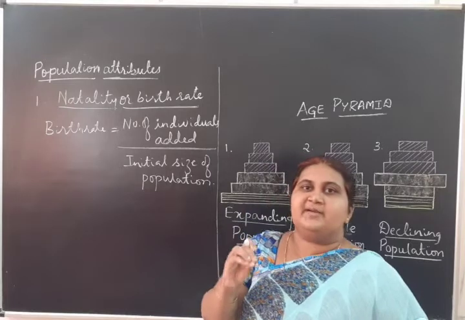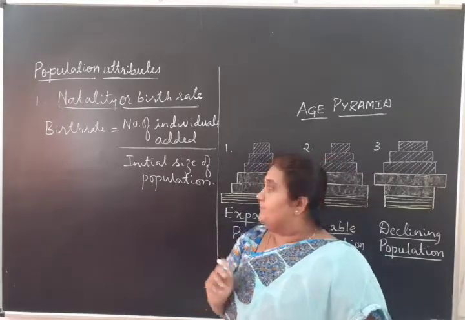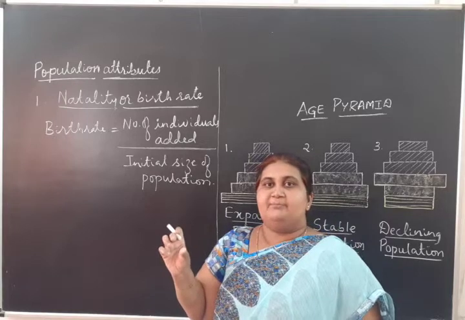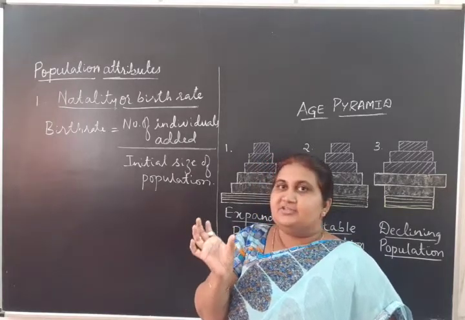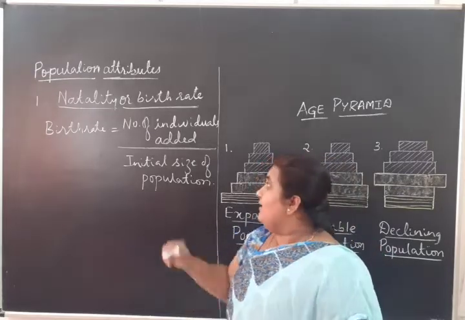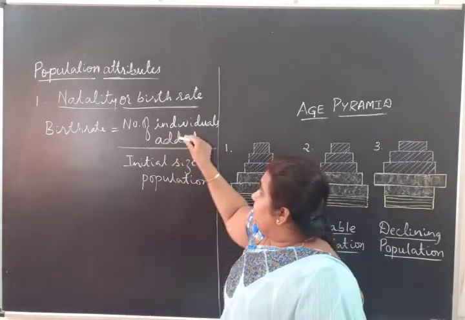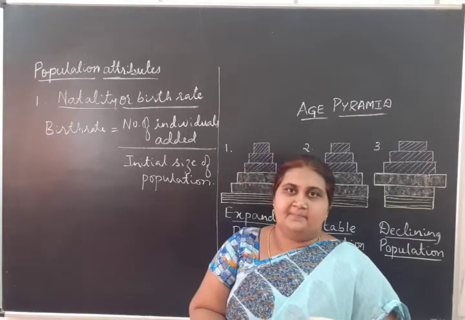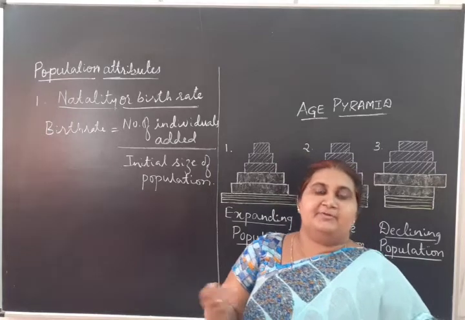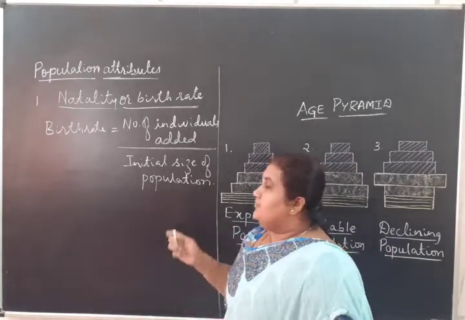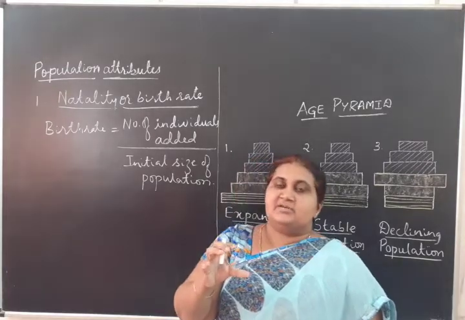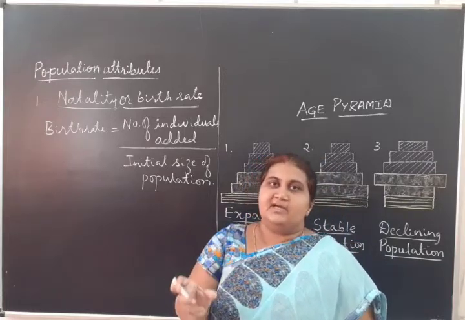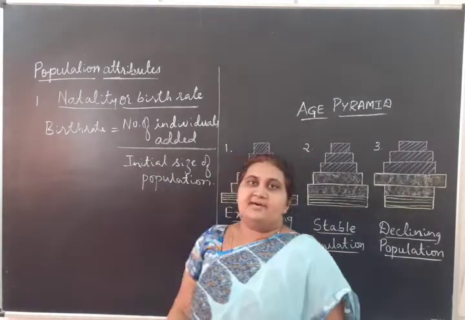So population is made up of individuals. It has some number. To that population, when the individuals are being added, important here is the time period, within what duration, how many individuals have been added to a population. It might be a week, or a month, or a year. To the existing population, how many new individuals are added within that particular duration. So that is called birth rate.